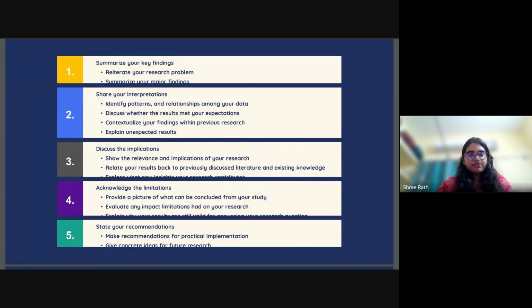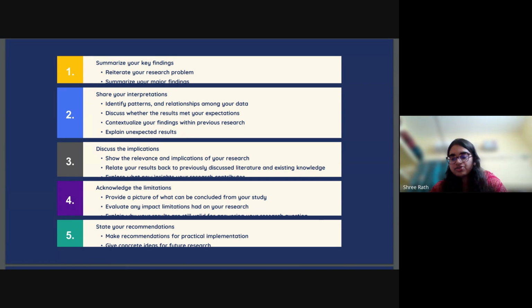So this is again the format of your discussion. First, you would highlight your key findings, your main major results. Second would be the interpretation, the results and the past literature on it, whether it's agreeing or disagreeing. Then you would state the strengths of your study. Then you would acknowledge the limitations of your study, and finally the recommendations.